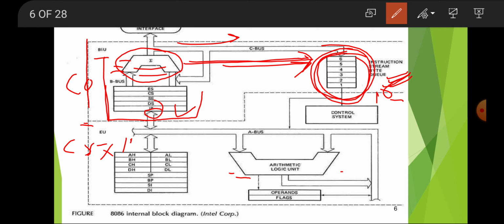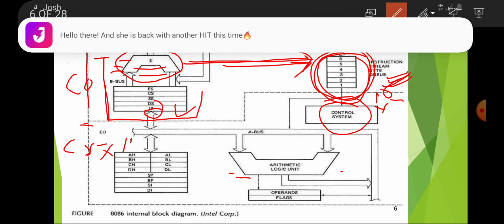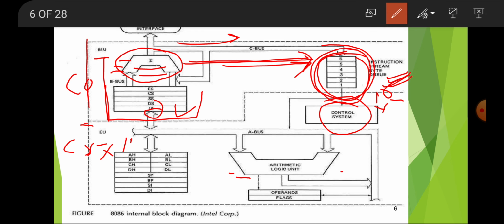Now it gives the instruction to the control system. Okay, the signal that the next instruction is to be executed is given to the control system. Now what does this control system do? It sends the control signals in all directions. All directions means towards the BIU, the execution unit, the arithmetic unit, the operands, everywhere. This control system sends the instruction to all the sites.